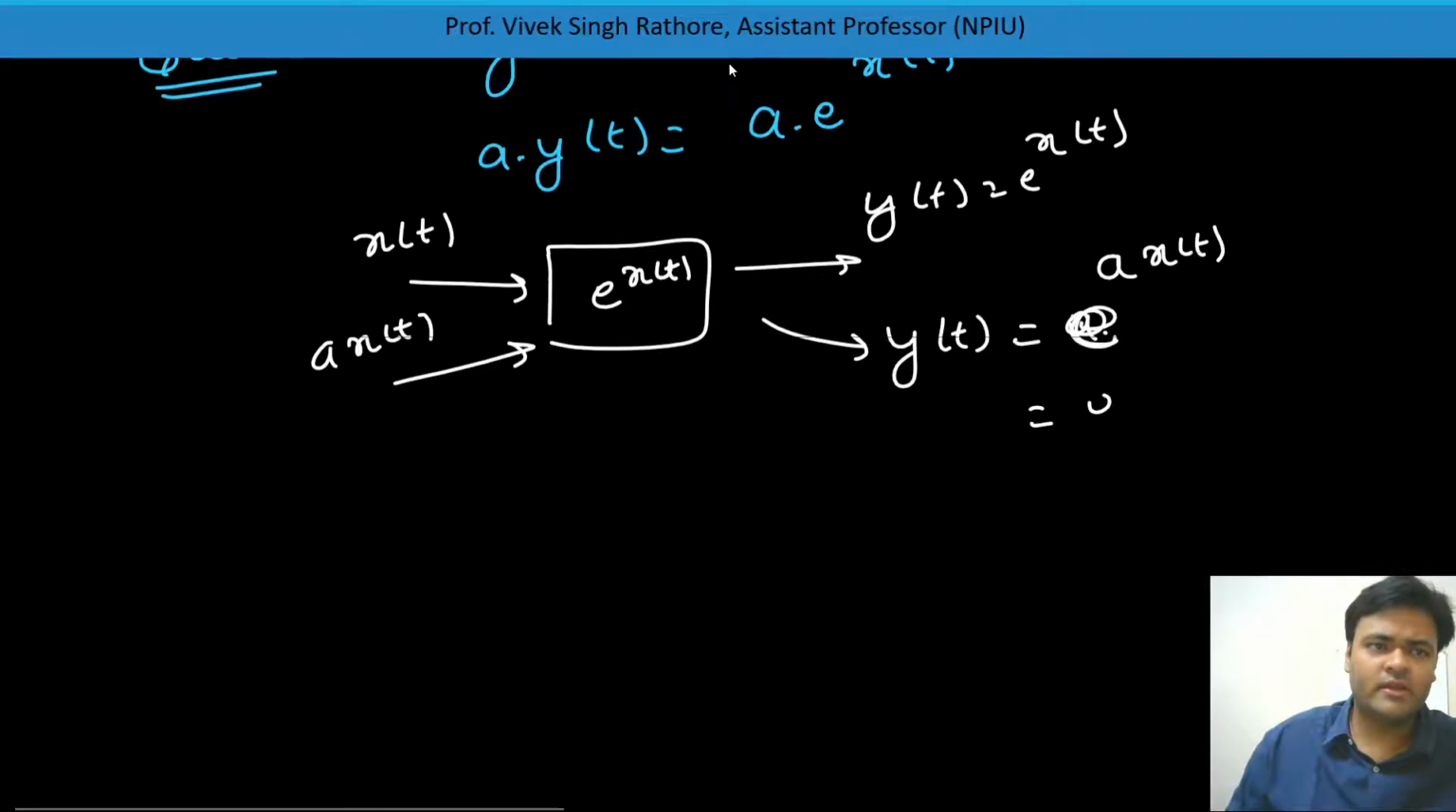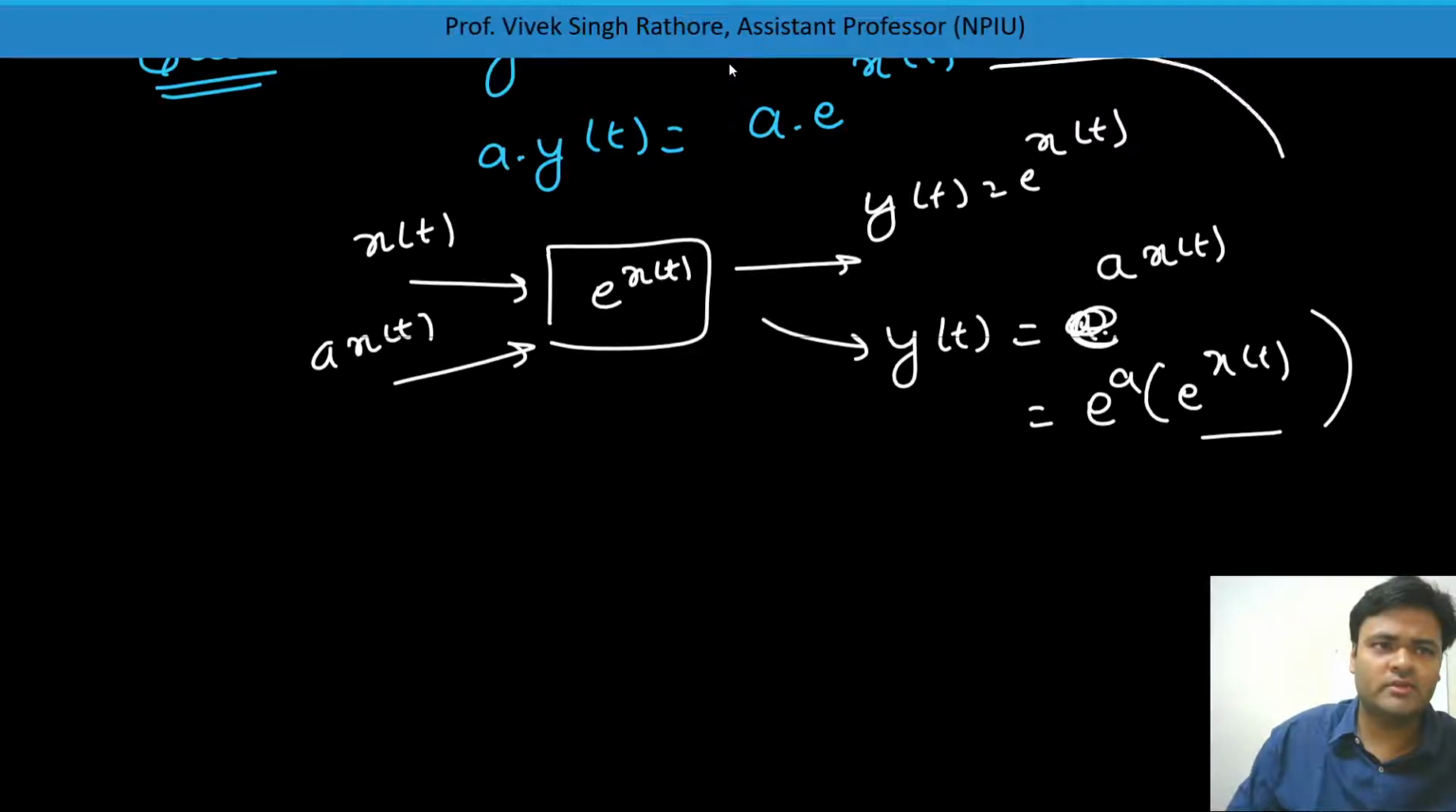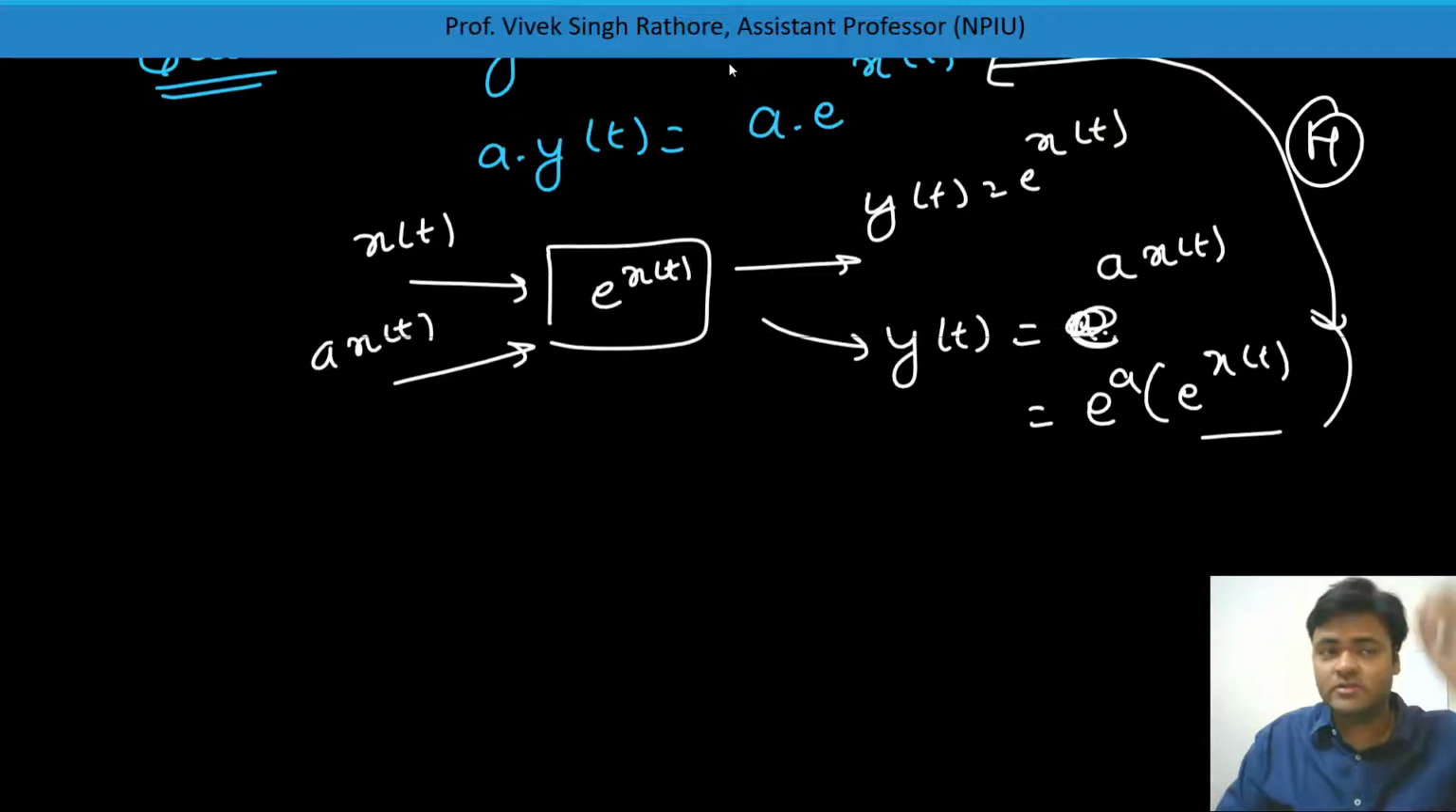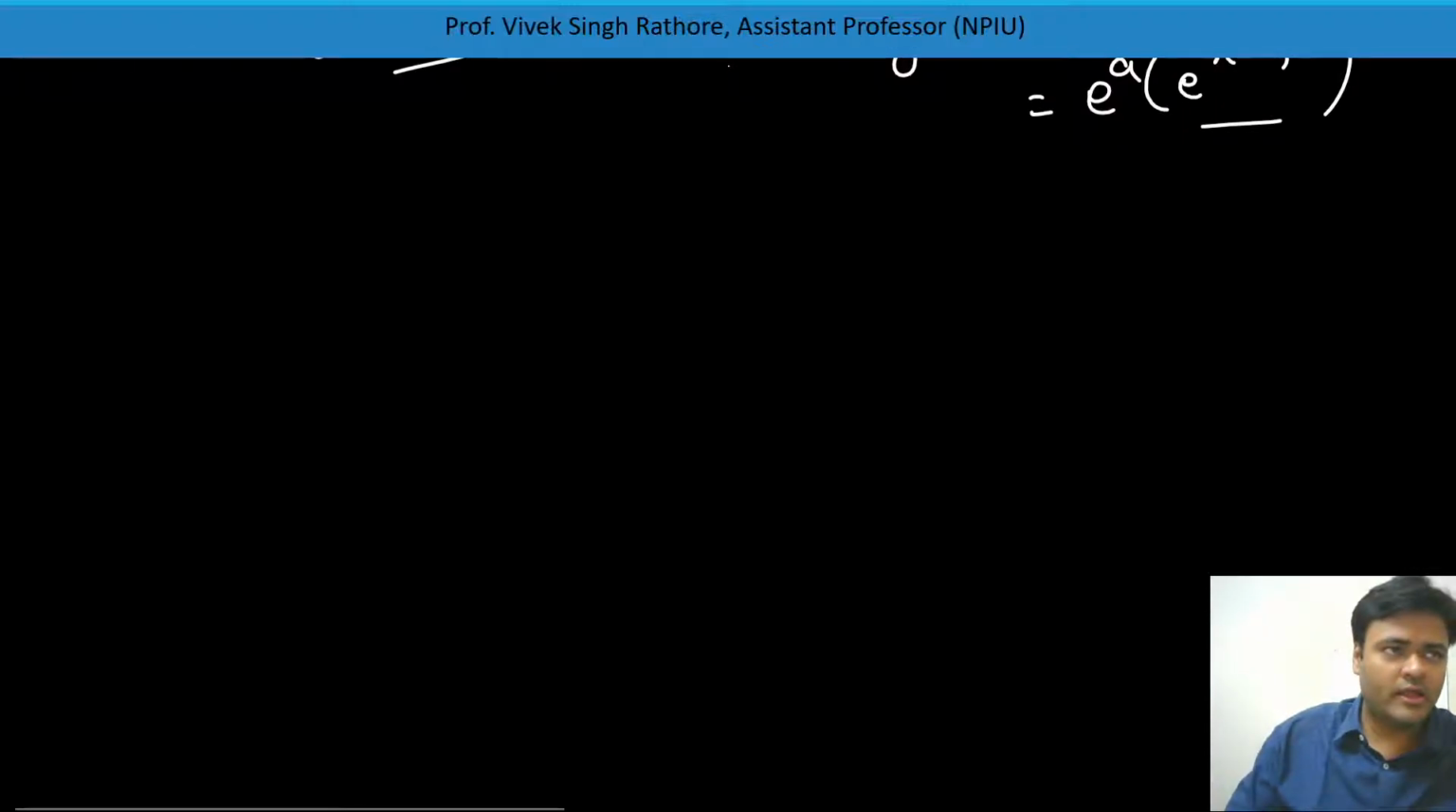So it will be e to the power a into e to the power xt, which is not equal to a e to the power xt. So here only it is not satisfying our homogeneity principle, so it is not a linear system. Okay, now some more examples we'll take and we'll try to solve.